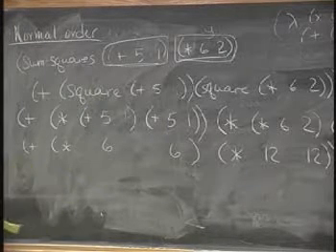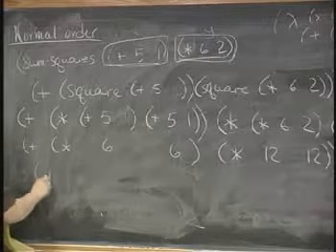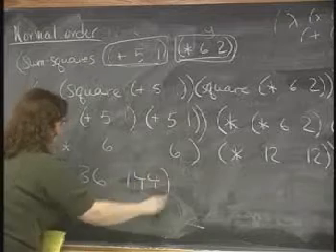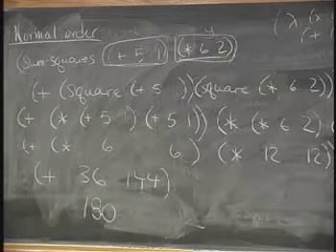But Scheme doesn't do normal order, that's why I'm being a little less formal about this one. Plus 36 and 144, giving us 180.